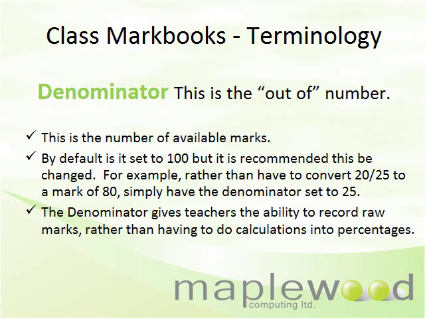The denominator is the mark that the assessment was out of. So if I hold a test and it's out of 25 marks, I make my denominator the 25, and then I can just enter the raw scores.